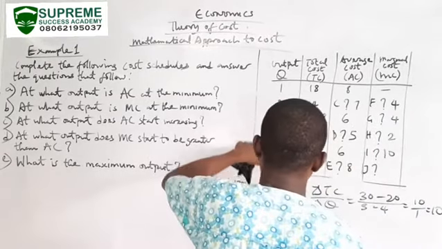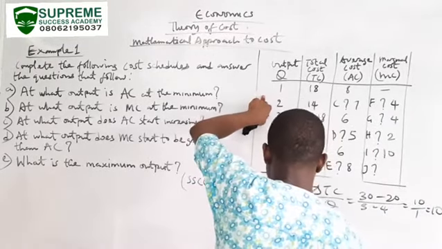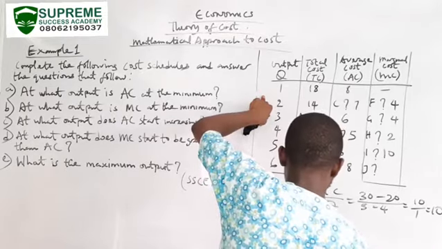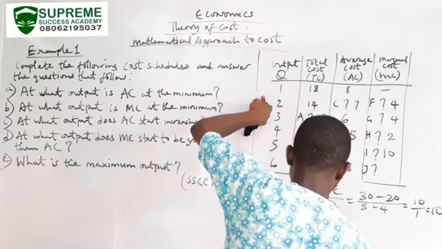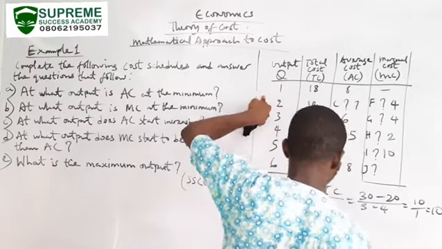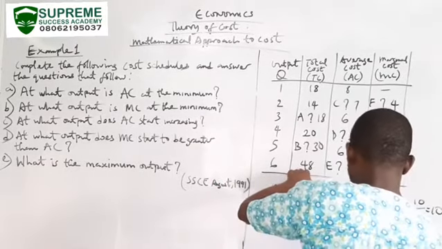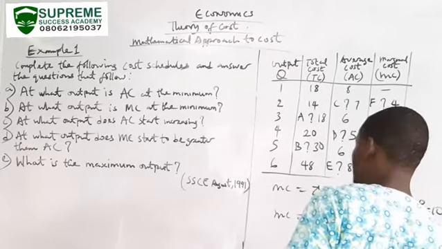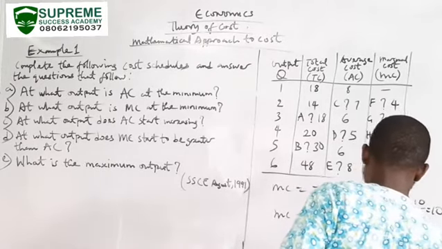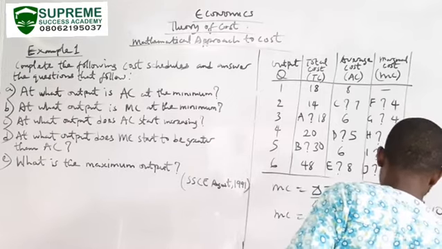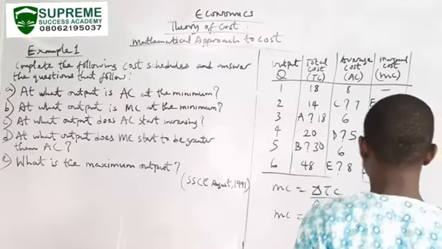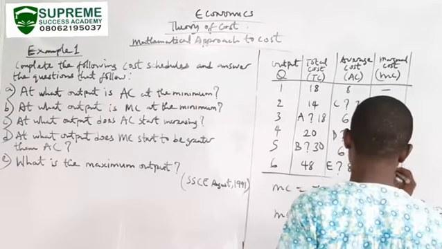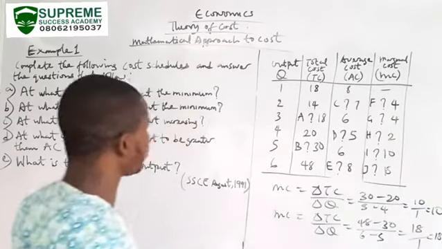Then the next one, marginal cost equals change in total cost over change in output. What's the total cost? 48 minus 30 divided by 6 minus 5 equals 18 divided by 1, which equals 18. So we are done with the table.